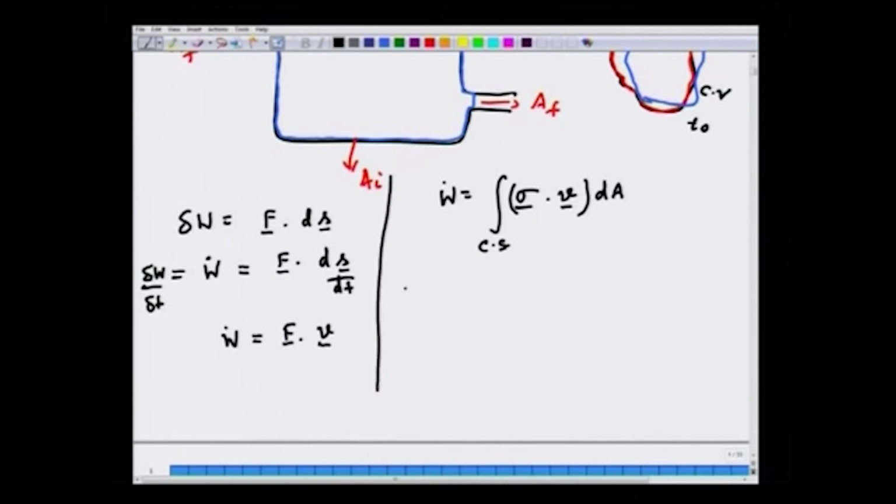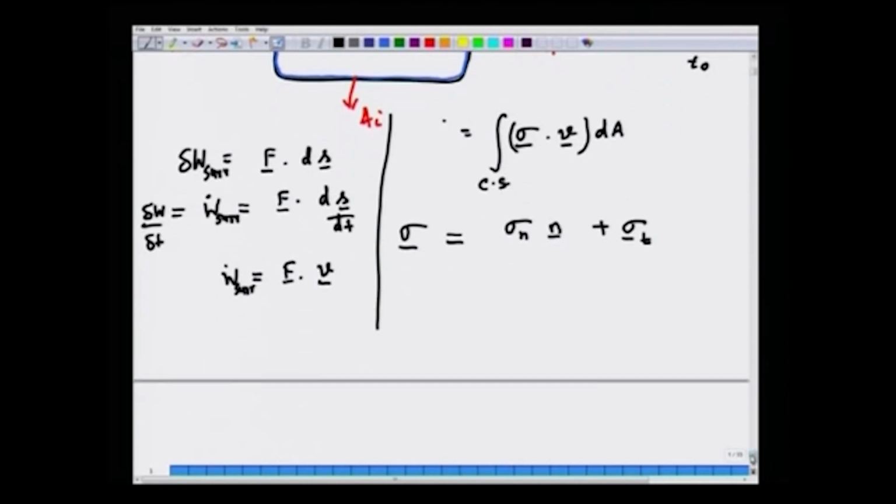Now, before we do that, we also said that the total stress vector can be written as a normal component plus the tangential component. So, this is work done by the CV on the system. Let me just put it as W_CV, sorry, work by the surroundings on the CV. So, let us just write this as delta W surroundings.